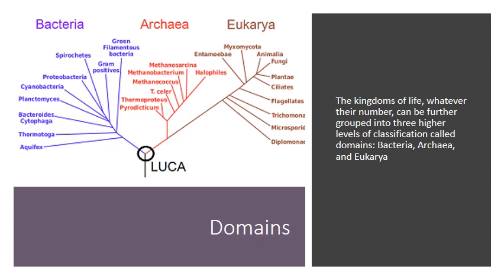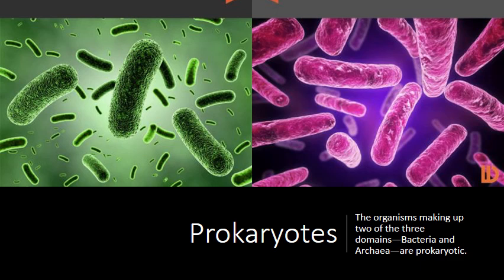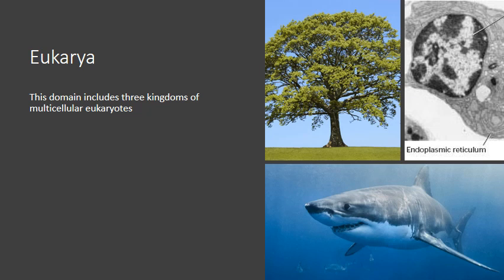Okay, so we've got three big domains. Two of the domains, archaea and bacteria, are what are termed prokaryotic. They lack compartmentalization. They lack a true nucleus. Most of life are really, really simple organisms. Eukaryotes, on the other hand, are the super cool, interesting ones that we all want to learn about.